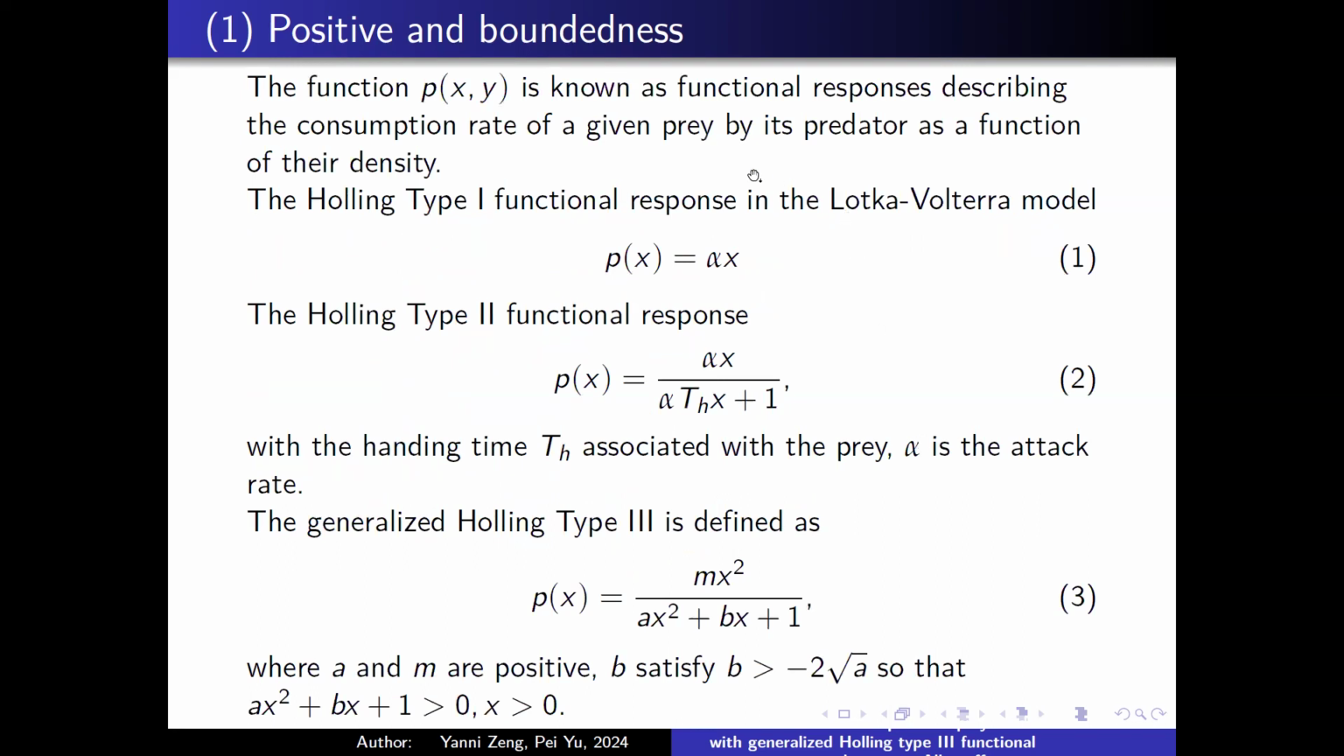We need to know some functional responses. Here is the list of three types of functional response. The first one is Holling type I. This is a linear form, which means the predation rate is the prey density multiplied by a constant. It is the simplest form of the model.